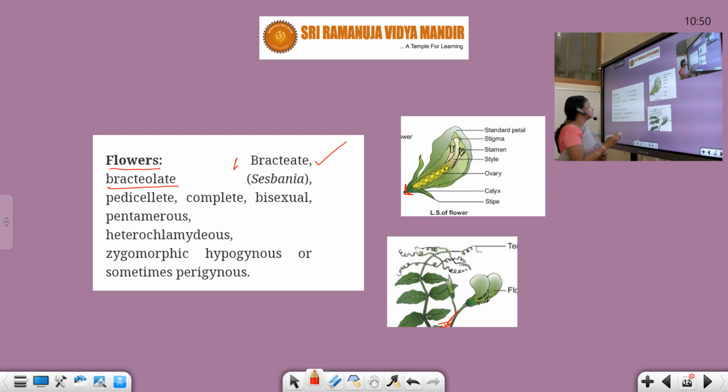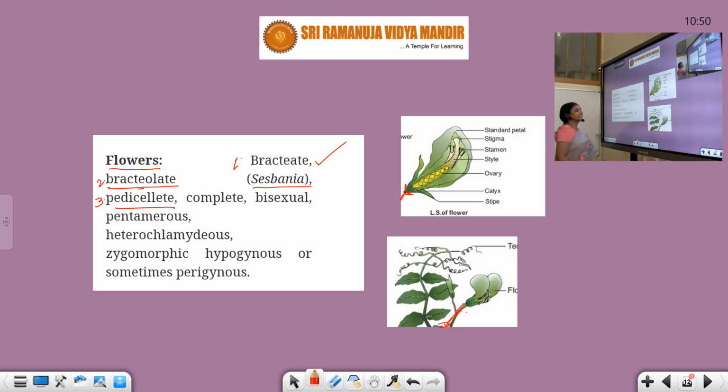So we have seen it is racemose type, with pedicellate flowers. So pedicel is a stalk-like structure which we can observe here. Here also you can see a small stalk is there. So with the help of the pedicel, it is attached to the branch or to the stem. First point bracteate, second bracteolate, third we write here pedicellate, pedicel is present.